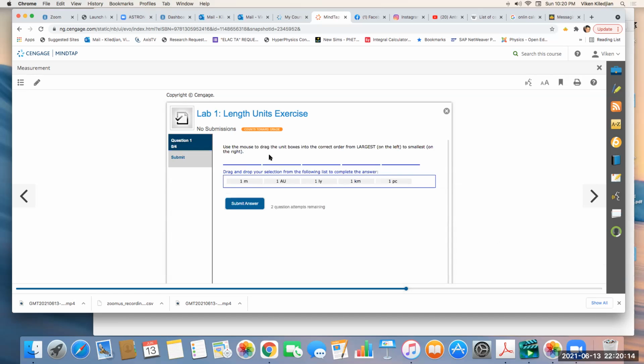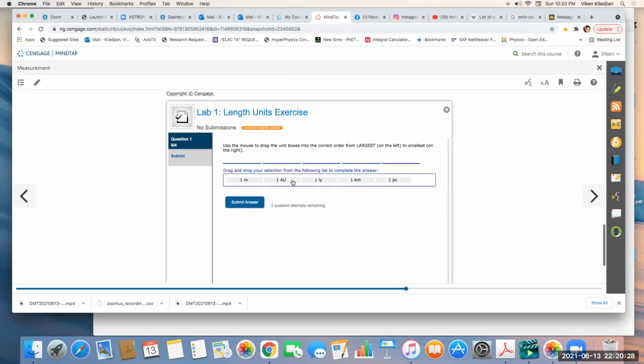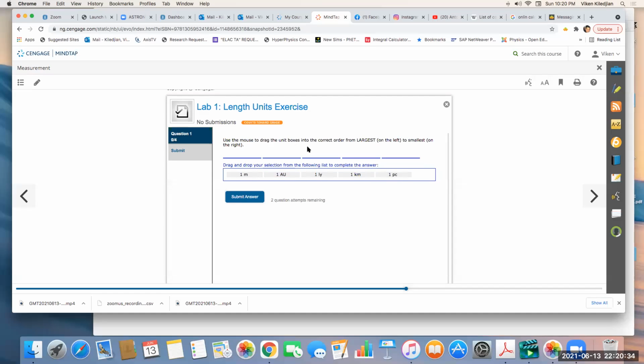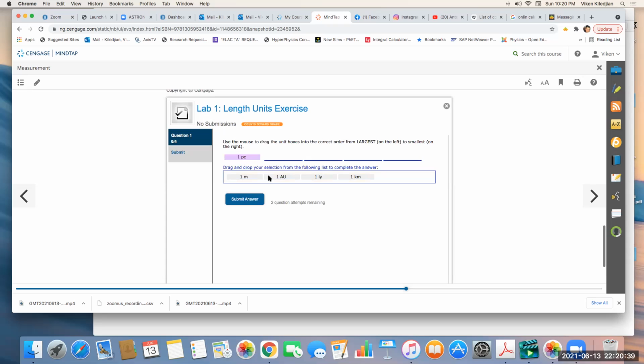It says use the mouse to drag the unit boxes into the correct order from largest on the left to smallest on the right. I'll show you for this particular one how to do it, but I'm not going to show you every single time what to do. I'm just giving you this as an example. From largest to smallest, the parsec is going to be the largest. You put that here. The light year comes next, then the AU, and then the kilometer, and then the meter.